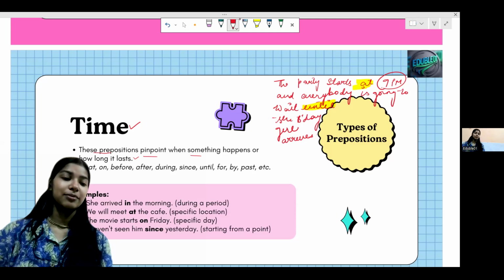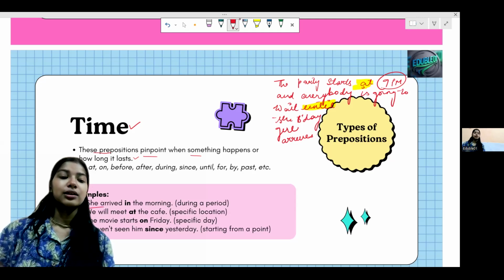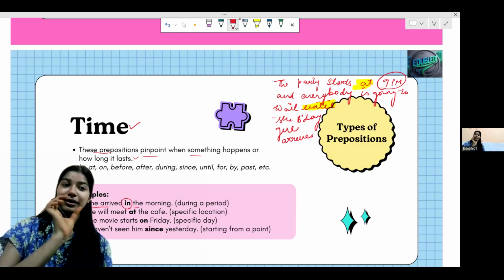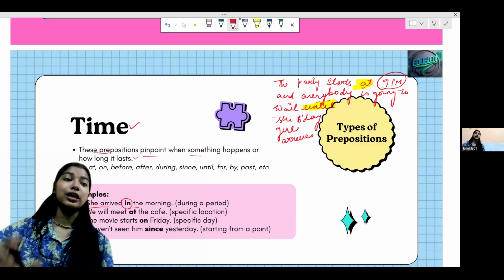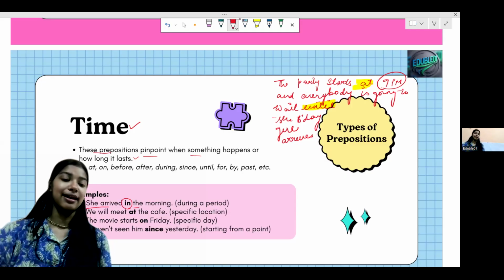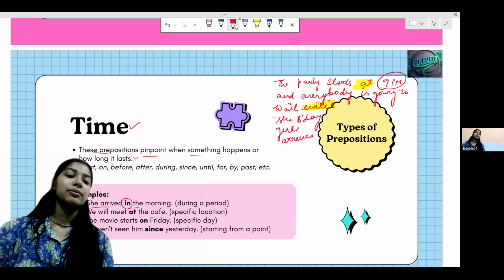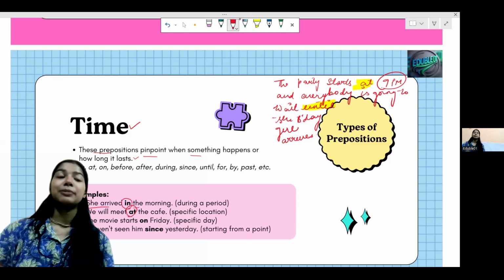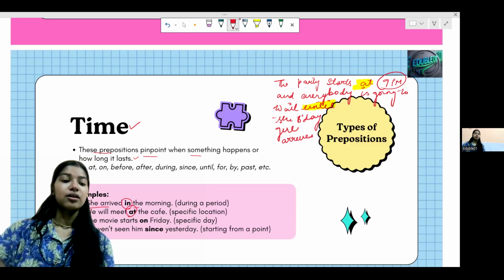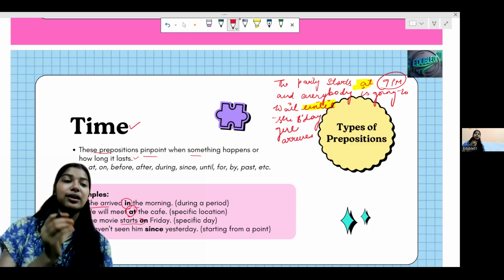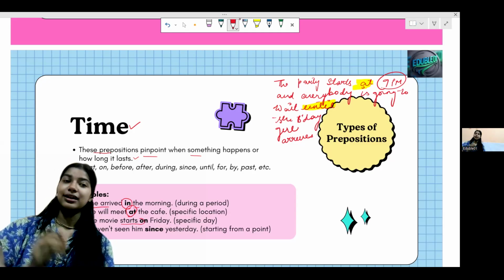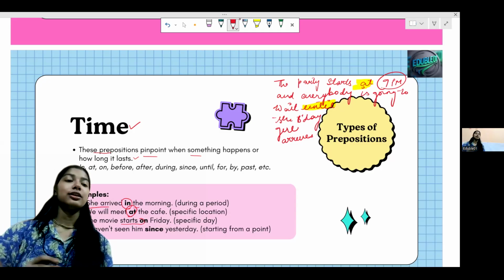So let's take some examples. She arrives in the morning. So it is telling us a specific period of time when the girl arrives. We will meet at the cafe. It is telling us the specific location. The movie starts on Friday. It is telling us the specific day. The word on is telling us the specific day, that Independence Day is on 15 August.